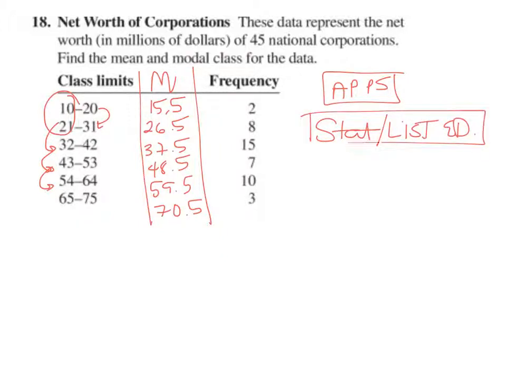Yay! And I am going to clear out my list if I need to. Remember, to clear out a list, you go all the way to the top of the list and you hit clear, and then you push the down arrow button and the numbers will erase. And I am going to put the midpoints into list 1 and the frequencies into list 2.